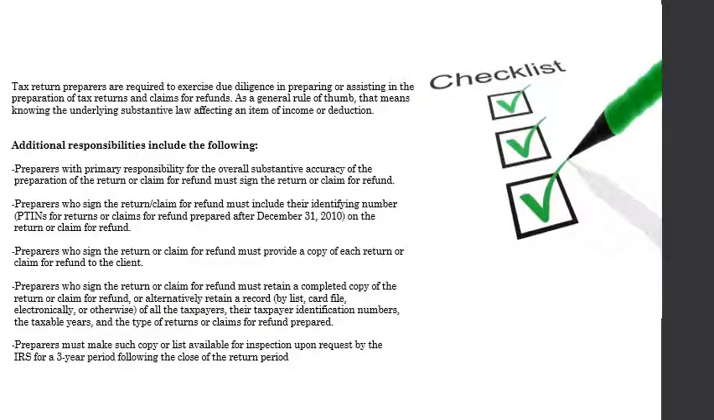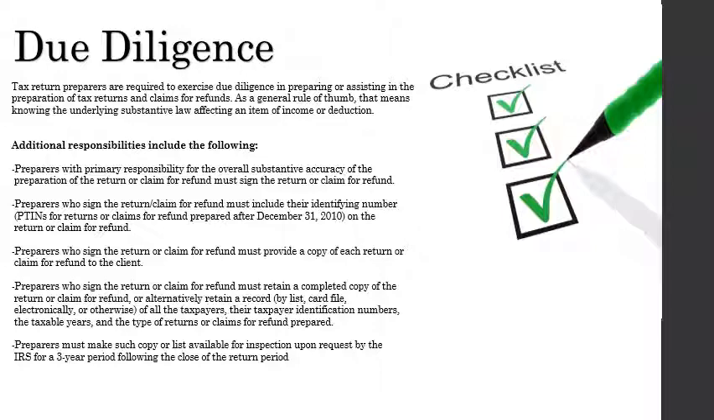Tax return preparers are required to exercise due diligence in preparing or assisting in the preparation of tax returns and claims for refunds. As a general rule of thumb, that means knowing the underlying substantive law affecting an item of income or deduction. Additional responsibilities include the following. Preparers with primary responsibility for the overall substantive accuracy of the preparation of the return or claim for refund must sign the return or claim for refund.